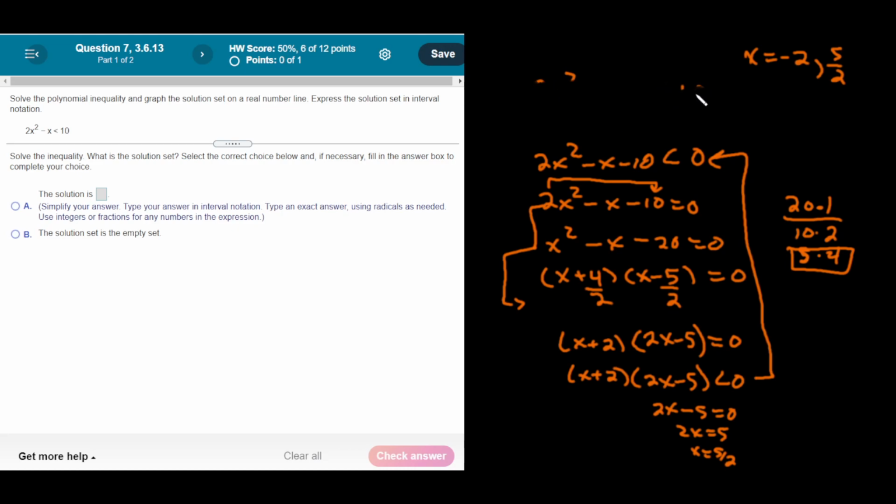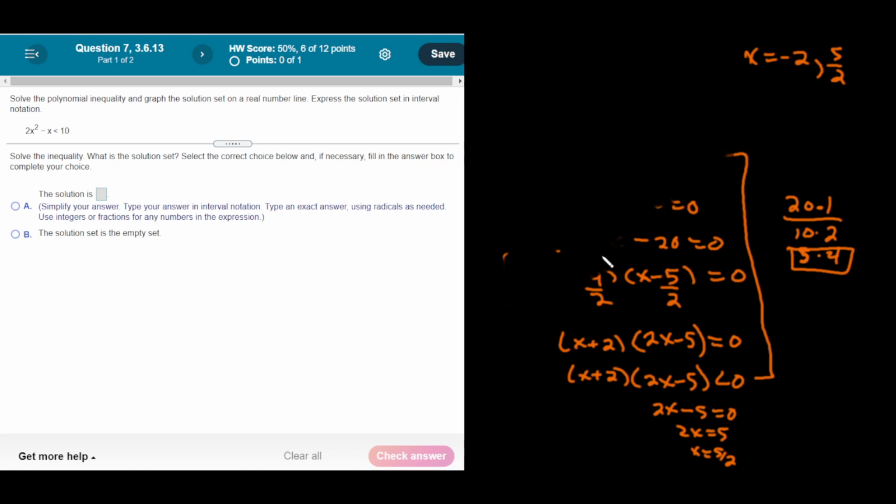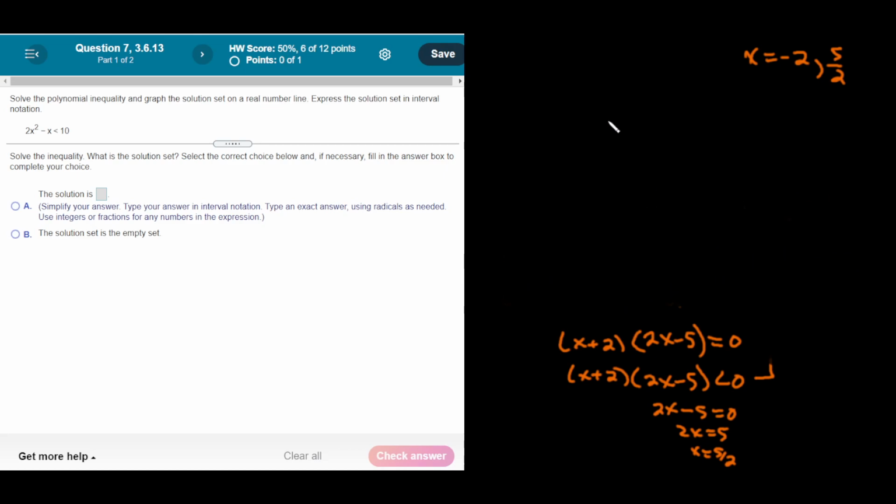So I'm going to erase some of this stuff, and I only want right to where I factored. So let's just erase everything here. Okay. So right up in here, x plus 2, or you can use the original because we're going to start testing right now.